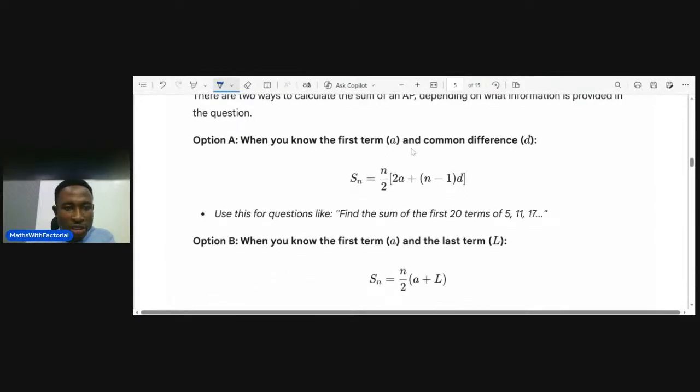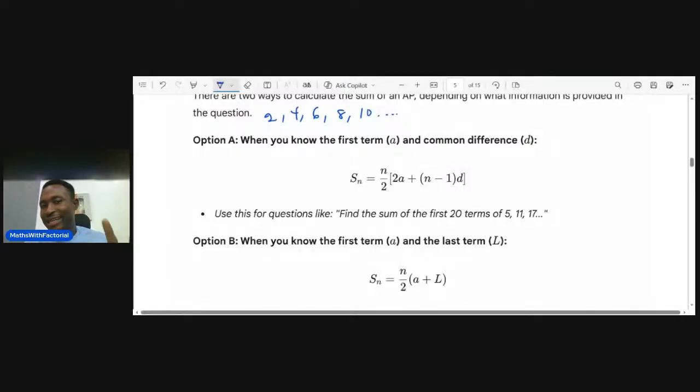2, 4, 6, 2, 4, 6, 8, 10, and so on and so forth. So in this case now, let's say we want to find the sum of the first 4 terms of this particular sequence. What are the 4 terms of this particular sequence? 2, 4, 6, and what? And 8. Those are the first 4 terms.